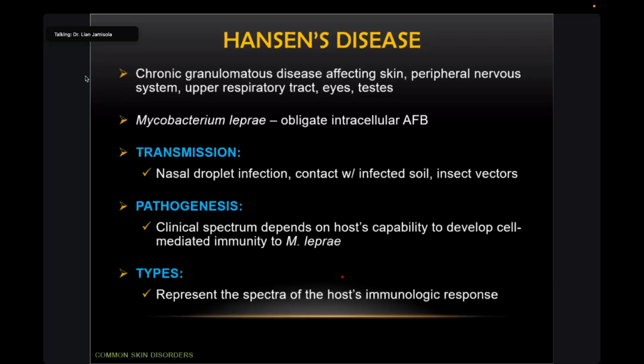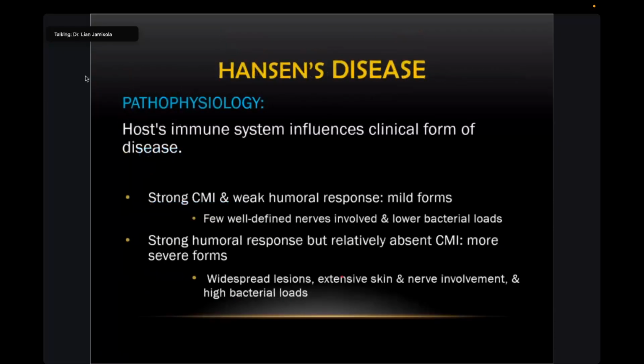It's not hereditary. It's caused by Mycobacterium leprae. Transmission is nasal droplet infection or contact with infected soil and insect vectors, but not very common. Common transmission talaga is nasal droplet infection. Okay. There's a clinical spectrum, no? It depends on the host capability to develop cell-mediated immunity to Mycobacterium leprae. Therefore, the different types of Hansen's represent the spectra of the host immunologic response.